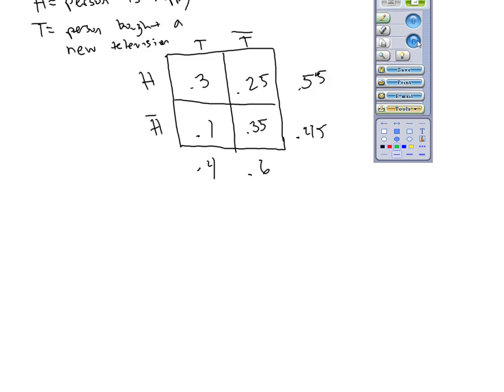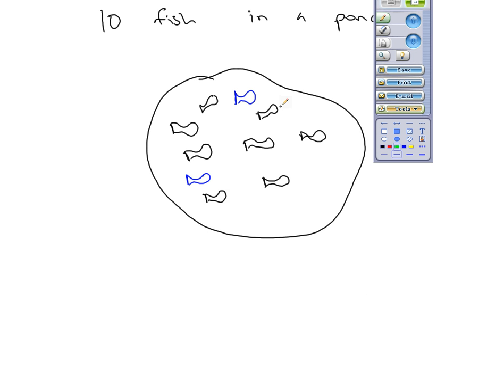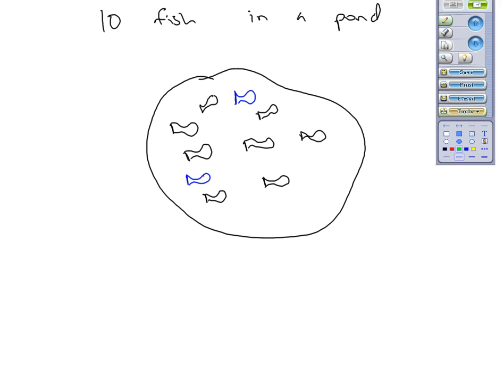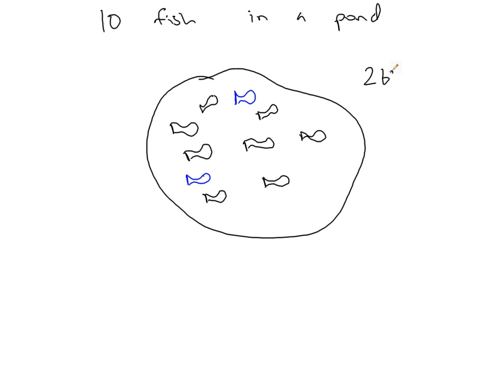Okay, well let's take a look at another similar situation. Suppose you have 10 fish in a pond. You have 2 blue fish and you have 8 black fish, for a total of 10 fish.